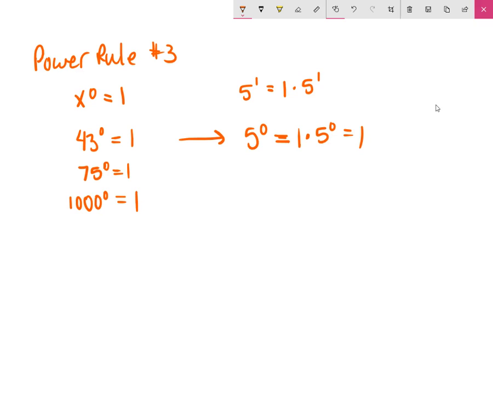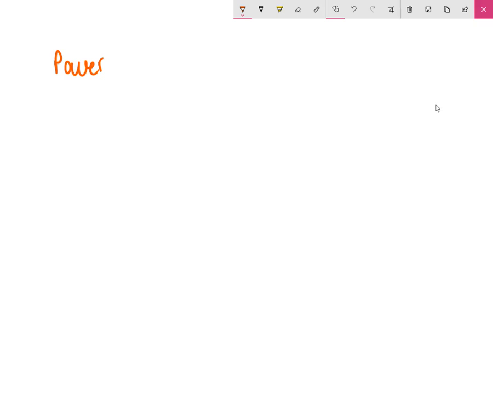Okay? Another way to think about it. Anything multiplied to 1 is 1. All right, let's look at power rule number 4.